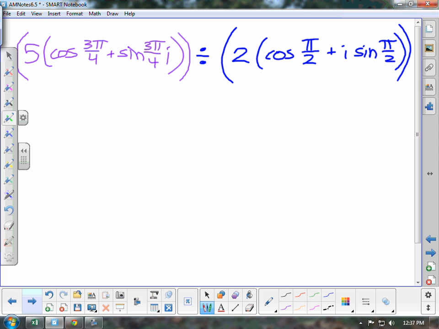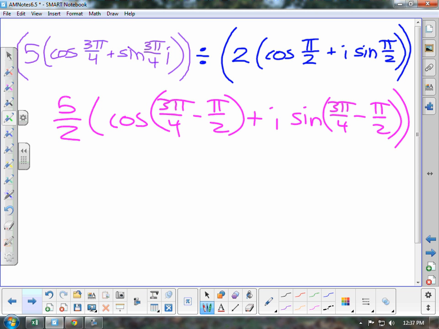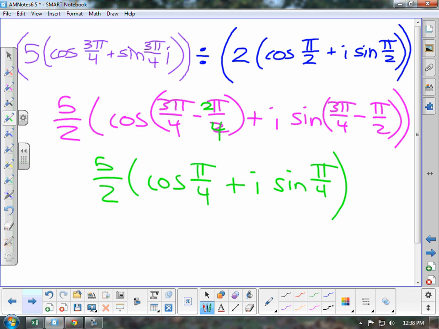And so looking at this example here, you would have 5 divided by 2, and cosine of 3 pi over 4 minus pi over 2 plus i sine 3 pi over 4 minus pi over 2. And so 5/2 cosine, and this would have to be 2/4, so pi over 4 plus i sine pi over 4. These angles should always be the same thing.